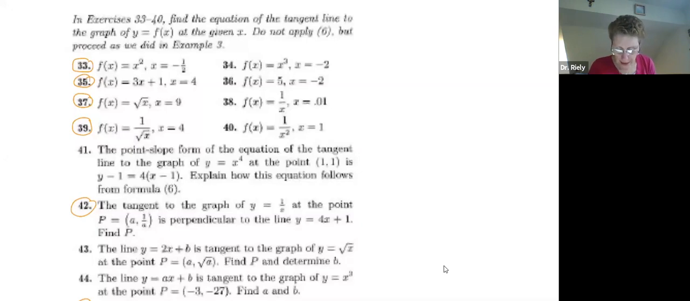Here it says in exercises 33 to 40, find the equation of the tangent line to the graph of y equals f of x at the given x. Do not apply 6. Well, what does that mean? If you go back and look at the textbook, 6 is your point slope form written in function notation. So we're going to model what they did in example 3. We're basically going to use y minus y1 equals m times x minus x1. Those are the directions that we're going to follow.